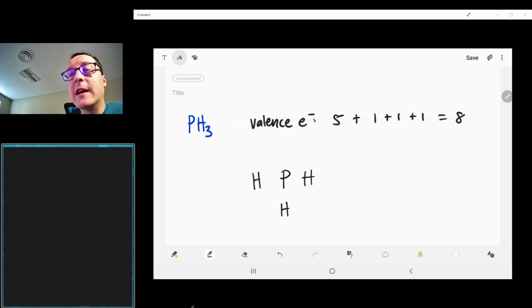We draw our skeleton. We're going to end up with this as our Lewis structure. We have a single bond to each hydrogen, of course, and we have our phosphorus with a lone pair on it. Hopefully, by now, Lewis structures are getting a little bit faster for you guys. And that'll be good because the faster you can get through these, the better you'll be on your exams.